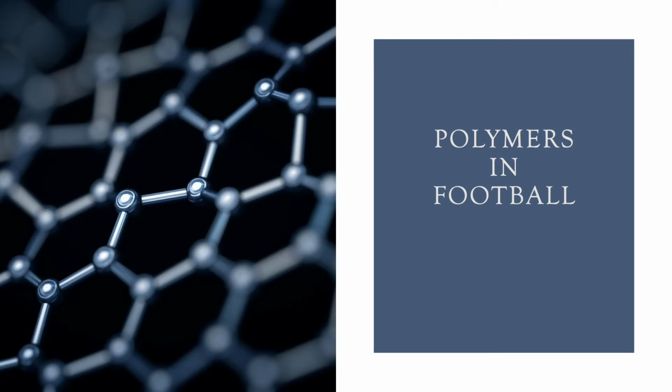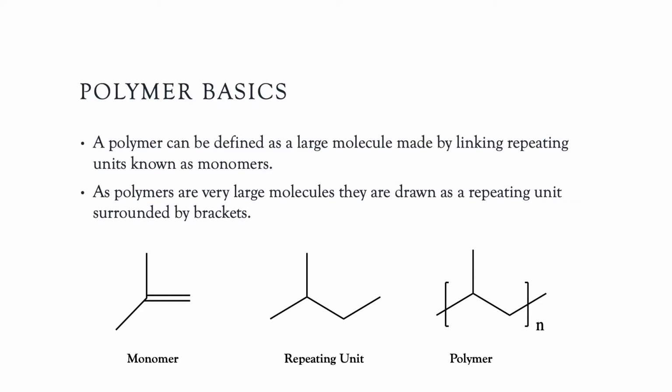Hello, and welcome to my video on polymers in football. To start off with, I will talk about the basics of polymers. A polymer can be defined as a large molecule made by linking repeating units, known as monomers. As polymers are very large molecules, they are drawn as a repeating unit surrounded by brackets, with the little letter N next to them. The N represents the number of monomers in this chain.